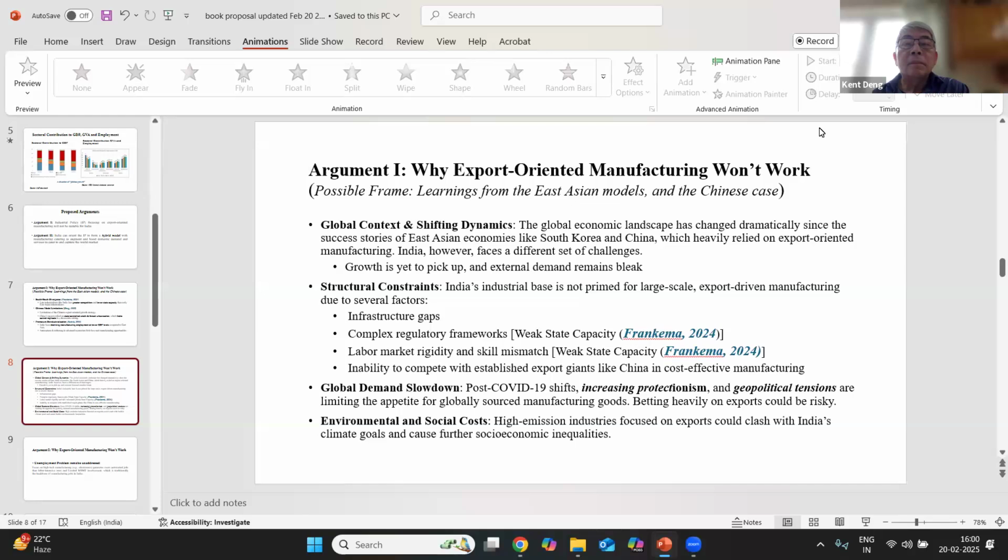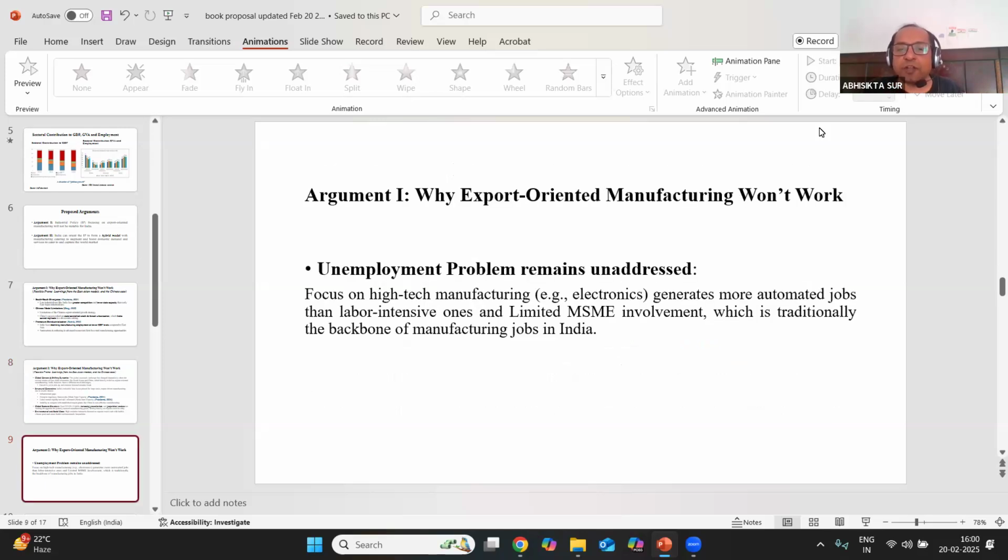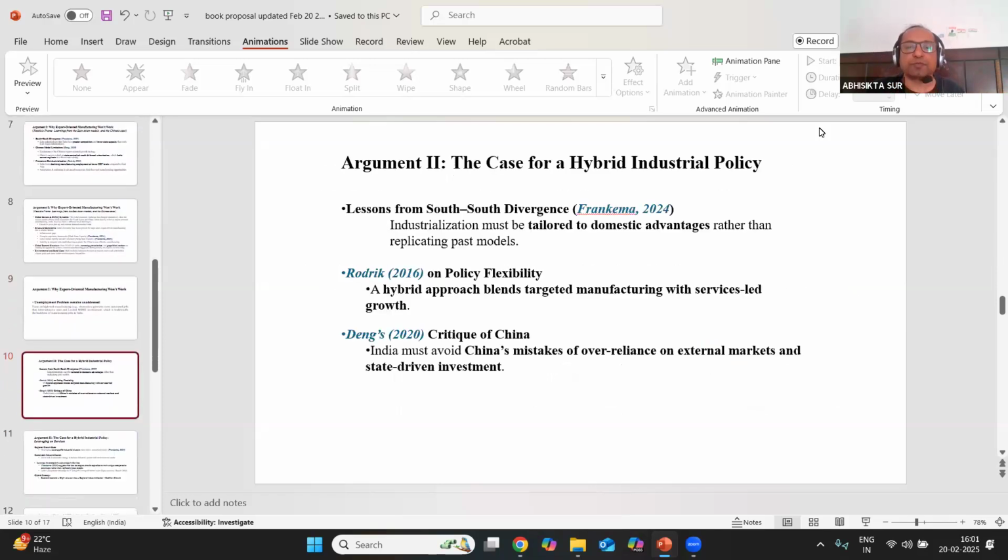Again, sir, another issue that comes up here is the environmental and social costs, which also demand significant attention, because India's high-emission industries focused on exports could clash with India's climate goals and cause further socio-economic inequalities. And the unemployment problem will also not be addressed to a great extent through this export-oriented manufacturing scheme. Now, this was the problem that we stated in argument 1.